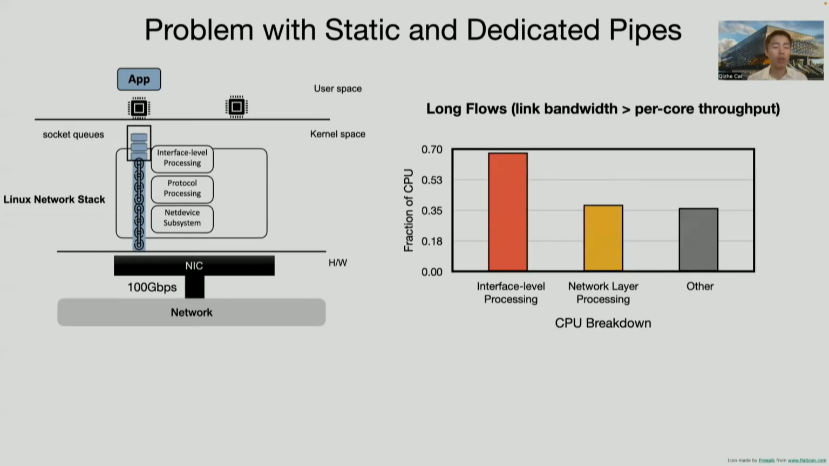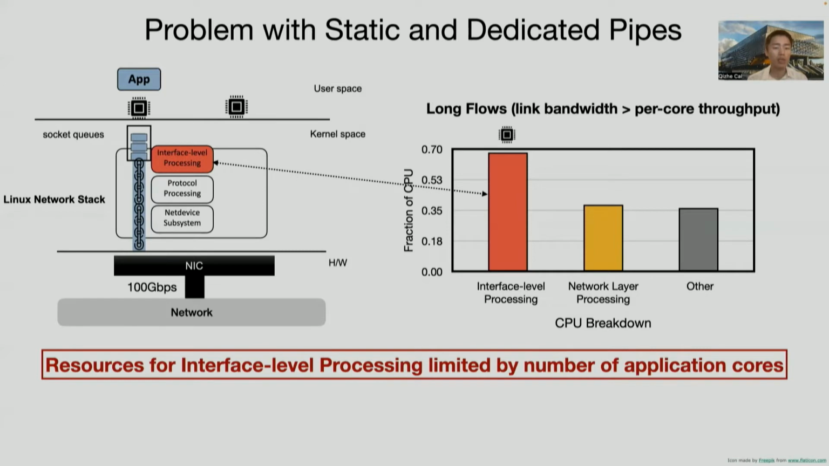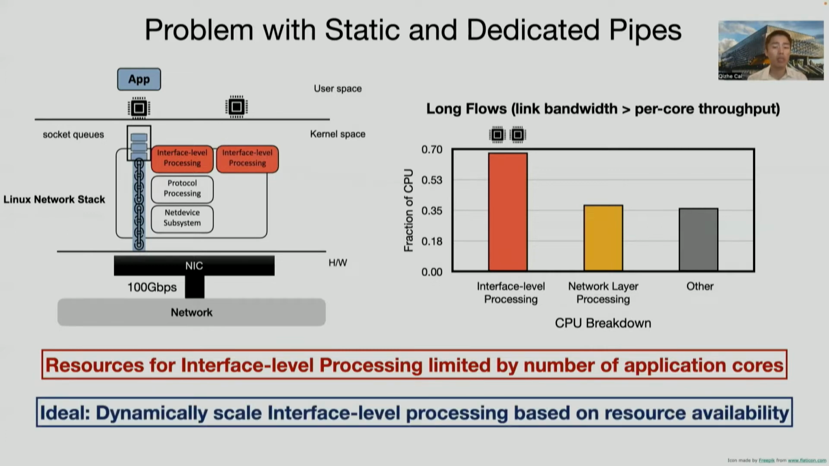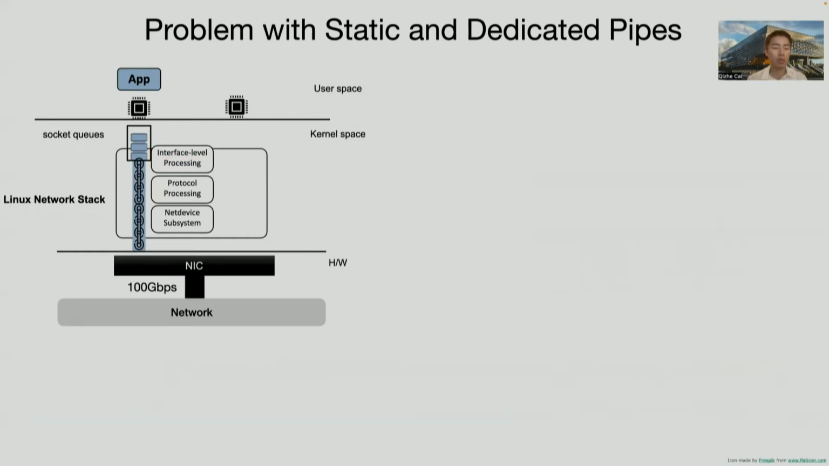Look at the breakdown of where CPU cycles are spent in the network stack. We see that nearly 70% of CPU cycles are spent in interface-level processing. In this example, this includes the cost of buffering and copying data between user space and the kernel. Due to the static and dedicated nature of today's architecture, the number of cores that can be used for this processing is limited. In this example, all of this processing is bound to the application core, even though other idle CPU cores are available. Our ideal network stack should be able to dynamically scale the number of cores used for interface-level processing based on the current resource availability at the host.